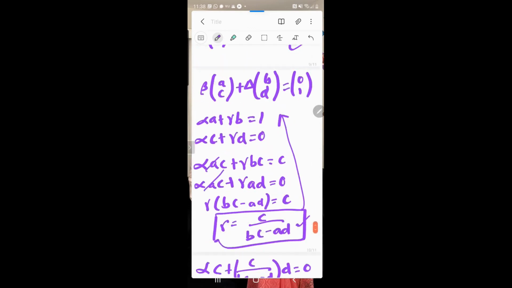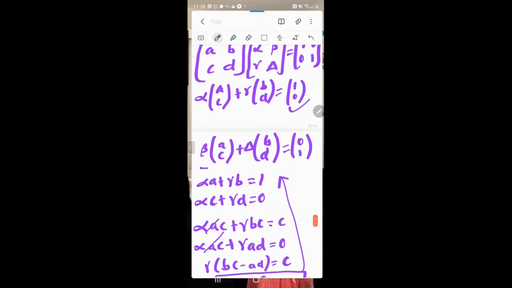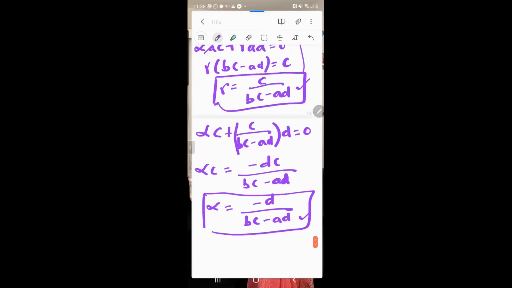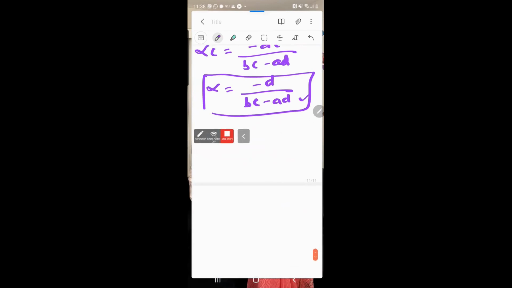So all I'm doing is I'm finding out the values. Can you try for me for this second pair of equations, beta AC plus delta BD, and tell me what happens? So I'll write down those here. Beta times AC plus delta times BD equal to 0, 1. Can you find out what the values of beta and delta end up being?